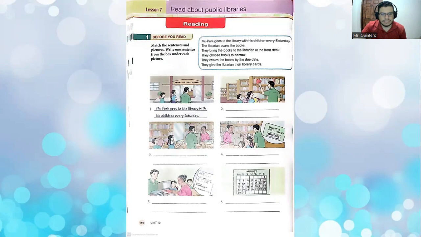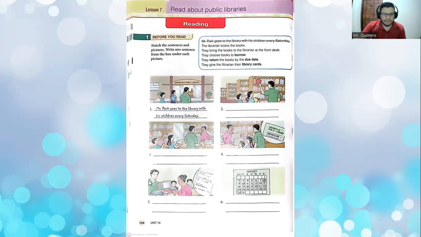So the next one is the number 3. They bring the books to the librarian at the front desk. Ellos traen los libros a la bibliotecaria en el escritorio, ¿verdad? En el escritorio que está al frente. The next one, or the number 4, is they give the librarian their library cards. This is the number 4. They give the librarian their library cards.